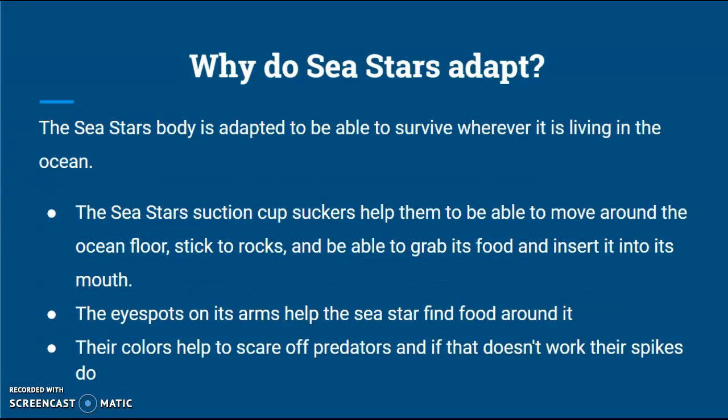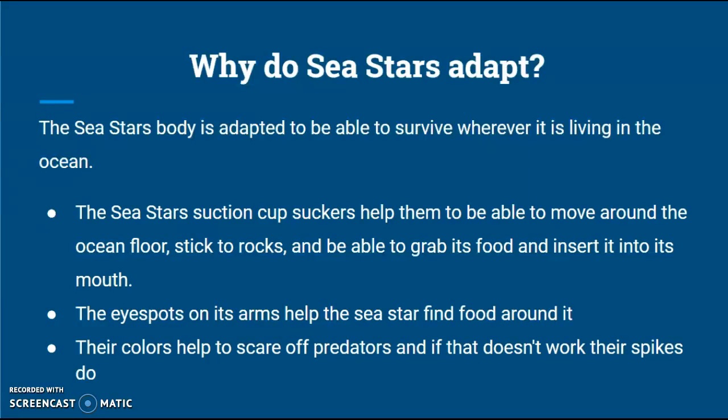So, how is this adaptation and why do sea stars adapt? The sea star's body is adapted to be able to survive wherever it is living in the ocean. So this is adaptation because we can see that it's helping it to live where it is. So the sea star's suction cup suckers help them be able to move around the ocean floor, stick to rocks, and be able to grab its food and insert it into its mouth, showing that it's adapted to be able to live on the floor.